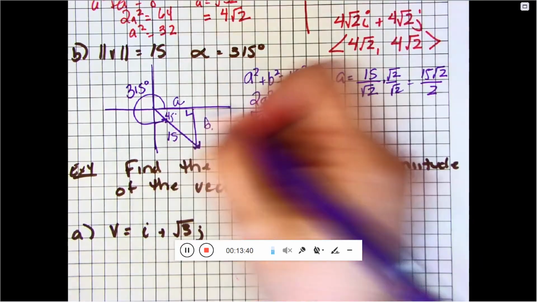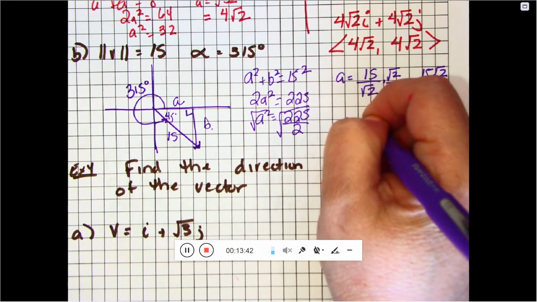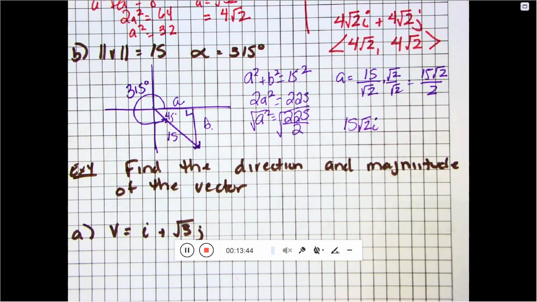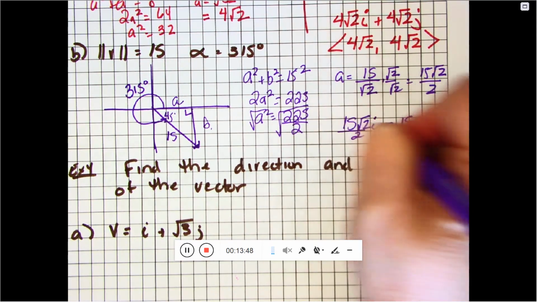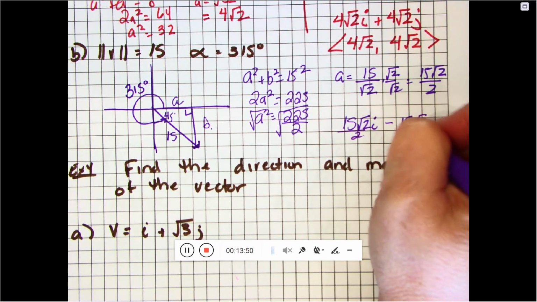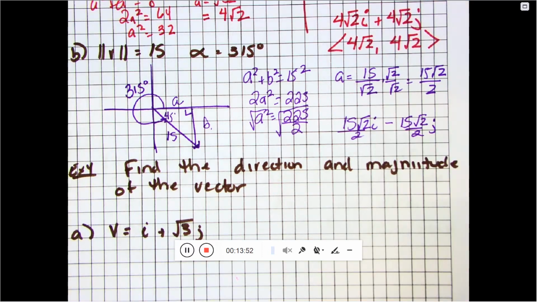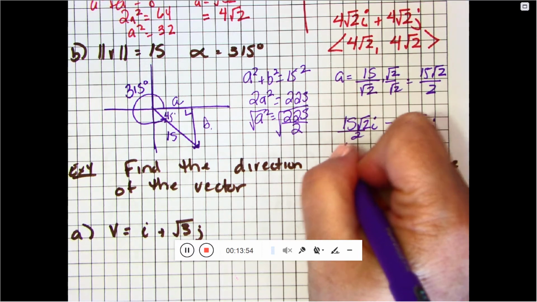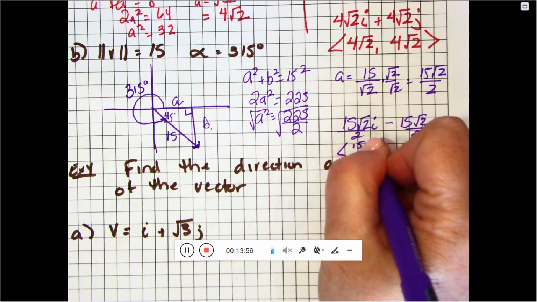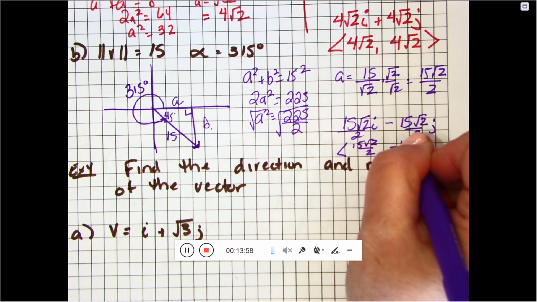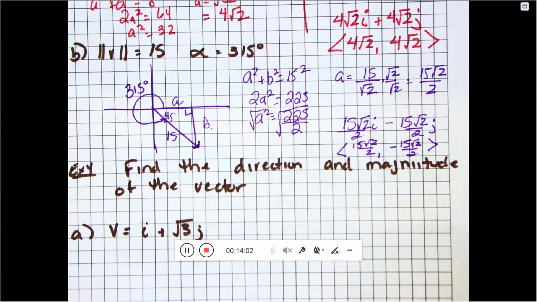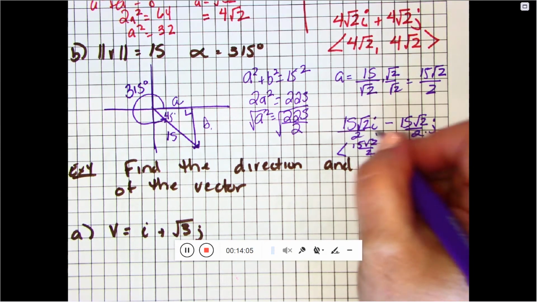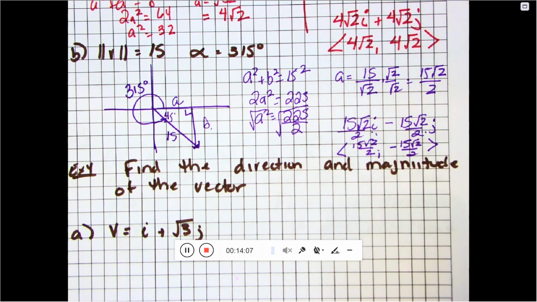So my A component, my horizontal component, is positive 15 rad 2 over 2, but my vertical component is negative 15 rad 2 over 2. Or you could write it 15 rad 2 over 2 comma negative 15 rad 2 over 2 with the pointy brackets. Okay, this is called the component form. This is called the vector form.